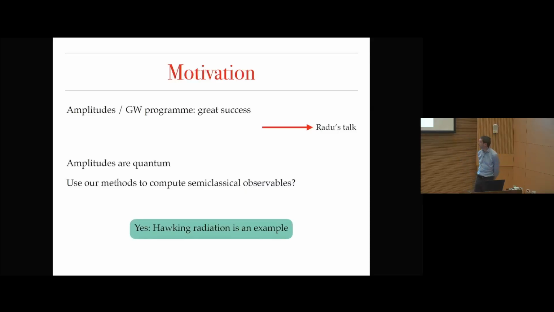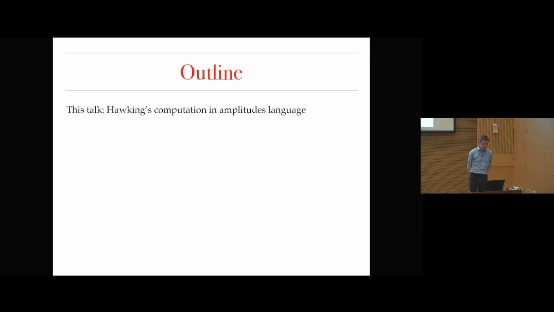What I want to tell you today is that the answer to this question is yes, and that Hawking radiation is an example. This is something that is amazingly close to the techniques and technology we've been developing over the last couple of years. So this talk is going to be nothing but a translation of Hawking's original paper into the language of scattering amplitudes. It's just a pure translation. There's nothing new. But still, there are some interesting points along the way.